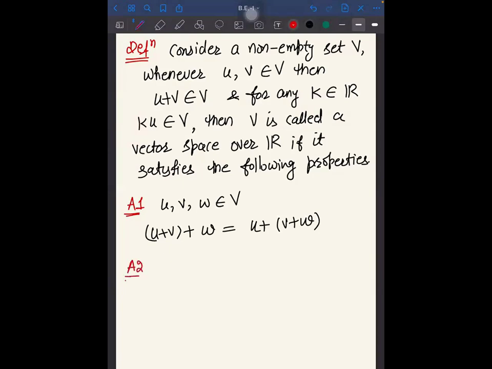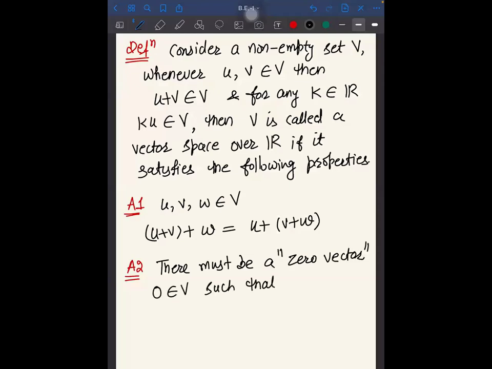there must be a zero vector in V. There must be a zero vector. Zero must belong to V such that if you add this zero to any element u, it will not make any difference. It will still remain u. For every u, if you add the zero vector to it, it becomes u always. Okay.